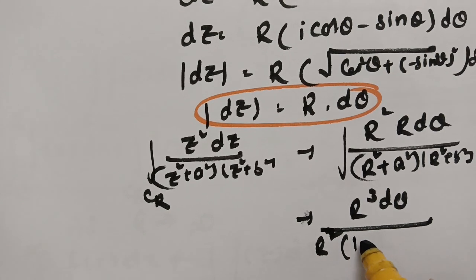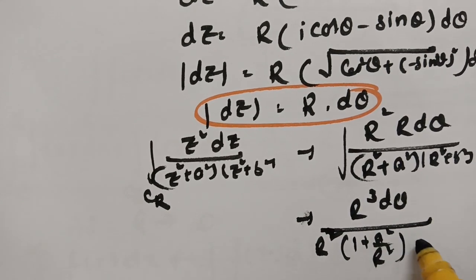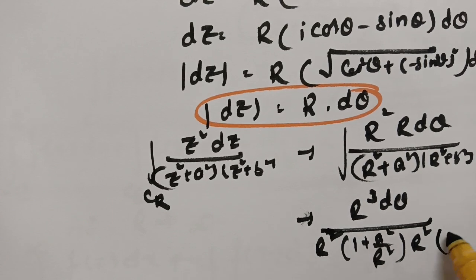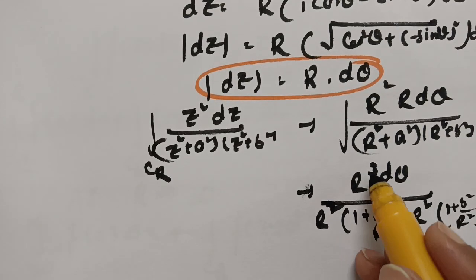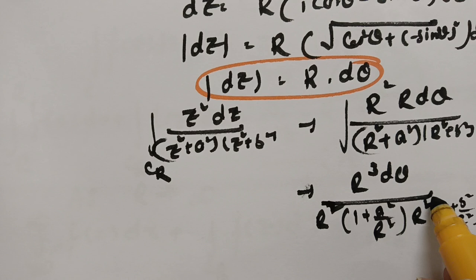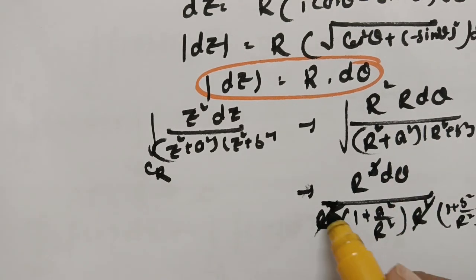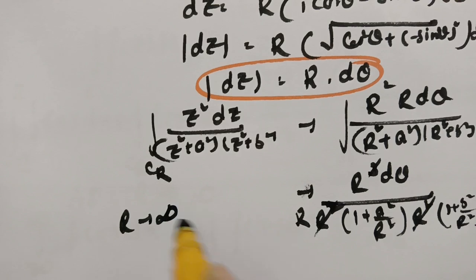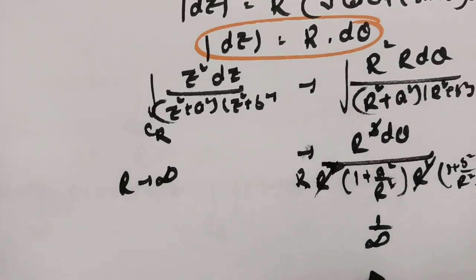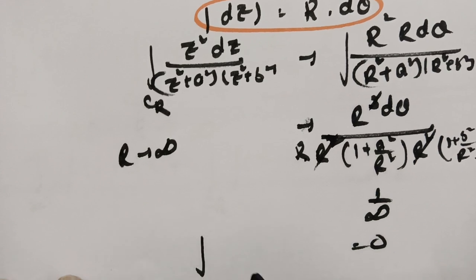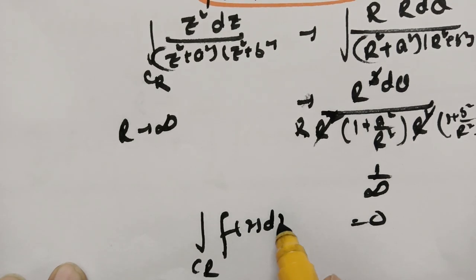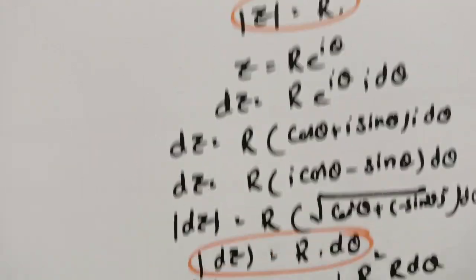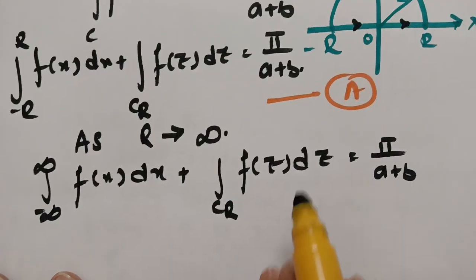If I take r square common, this will be 1 plus a square by r square, and if I take r square common from this, it will be 1 plus b square by r square. Clear? So I can cancel 3 r's from the numerator as well as the denominator. See here, one r is left over. So in the denominator there are 4 r's, and in the numerator there are 3 r's. As r tends to infinity, 1 by infinity value is equal to 0. Therefore, the integral over CR of f of z dz is obviously 0. Clear? If I keep this as 0, I have given clarity for this one.